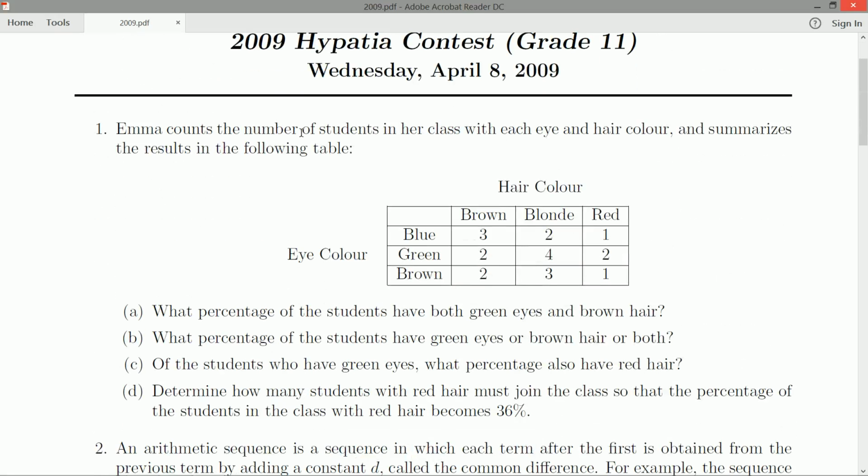Emma counts the number of students in her class with each eye and hair color, and she summarizes the results in the following table. So we've got hair colors brown, blonde, or red, and eye colors blue, green, or brown. Every student only fits into one of these categories. So you're not going to have a blue-eyed, brown-haired student counted here who is also counted as a green-eyed, red-haired student. It just doesn't work. We could count up the number of students in Emma's class, or even count how many students have brown hair just by adding this column, 3, 2, 2, for example. So this chart has a lot of information.